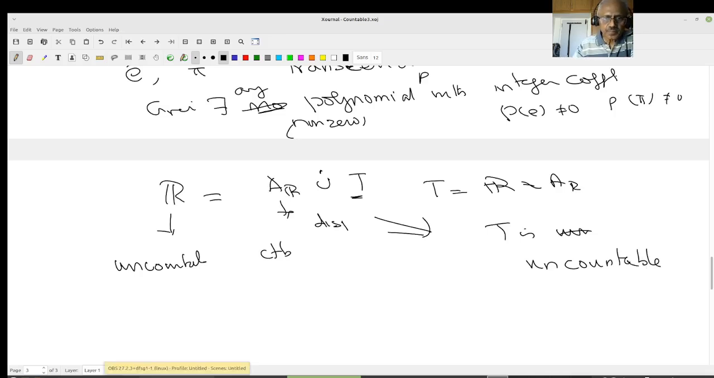Okay, and also it is a very large set, because this is countable, this is uncountable, therefore T is uncountable, right? Therefore T will be much bigger. One should learn to appreciate this result. Okay, what does this result try to say?